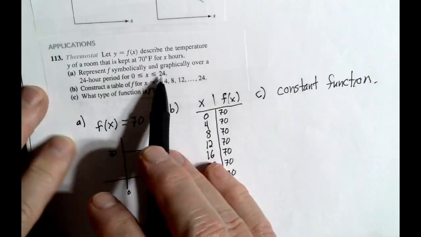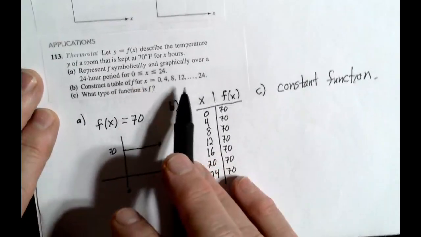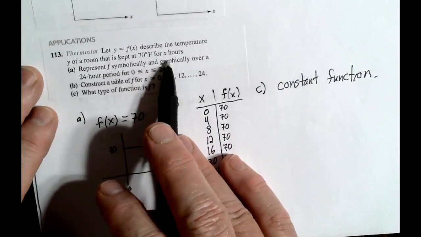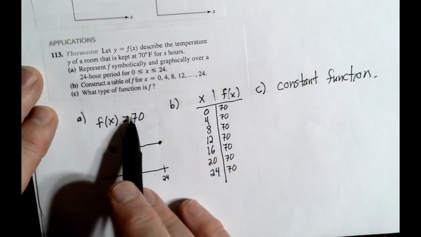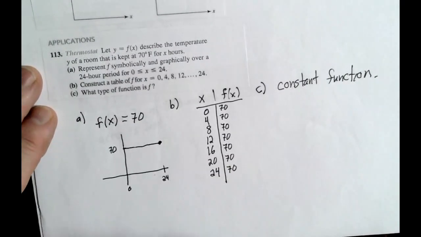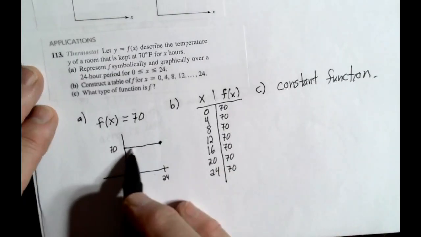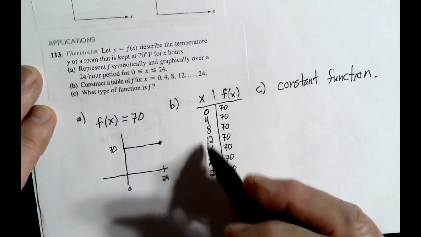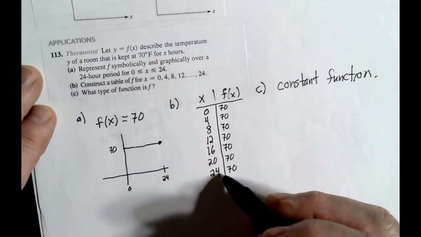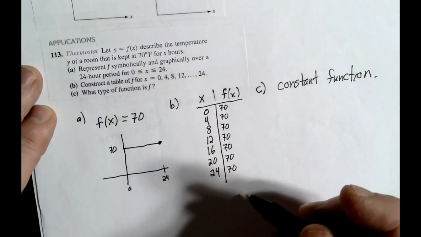113, it says, describe the temperature of a room that's kept at 70 degrees Fahrenheit for X hours. So f of x equals 70. It's a horizontal line from 0 to 24, and so it's 0 to 70. And so it doesn't matter what number you input, the output is always 70, and it's a constant function.